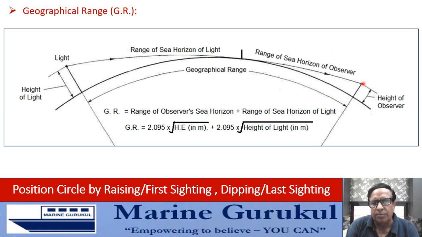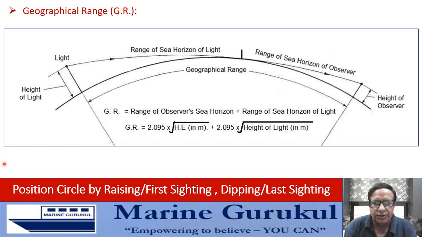Likewise, we have an observer with this much of height of eye, and his range of sea horizon spans up to this point. It means any object which is at sea level, the maximum distance at which the observer can see that object at sea level would be this much. Now the sum total of range of sea horizon of the object and range of sea horizon of the observer is what is called as the geographical range for that particular pair. It obviously depends on the height of the object and it also depends on height of eye.